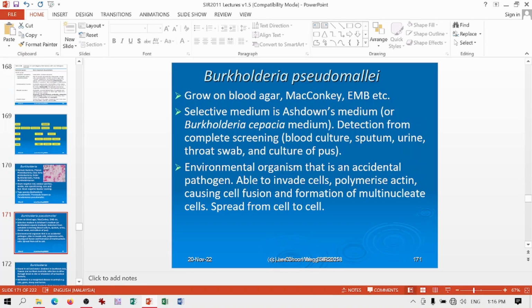The selective medium is Ashdown's medium, and detection is usually complete screening, which means it can be detected from blood, sputum, urine, throat swab, and culture of pus. It's an environmental organism that is an accidental pathogen. It is in the soil and in water, and because it is able to invade cells, polymerize actin, cause cell fusion and formation of multinucleated cells, and spread from cell to cell, it is able to be present in all types of organs and all types of systems. That's why detection can be carried out from complete screening. It can be found in the blood, sputum, urine, and pus.